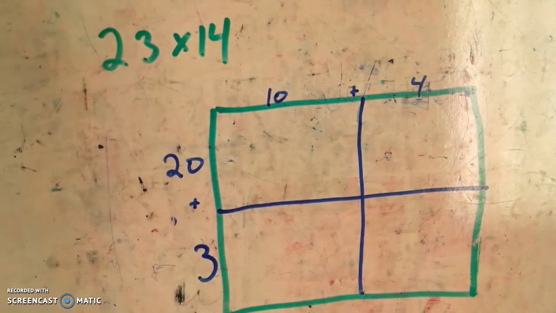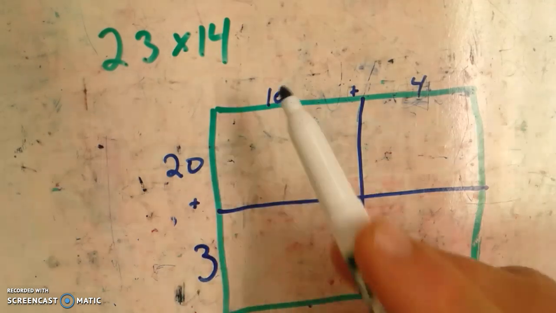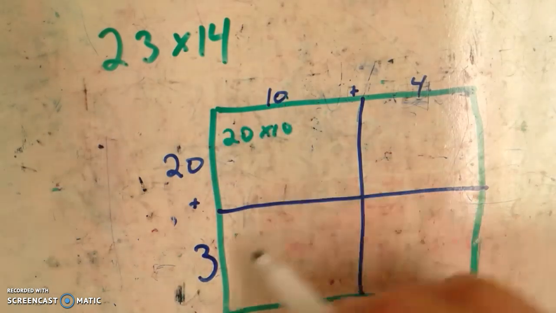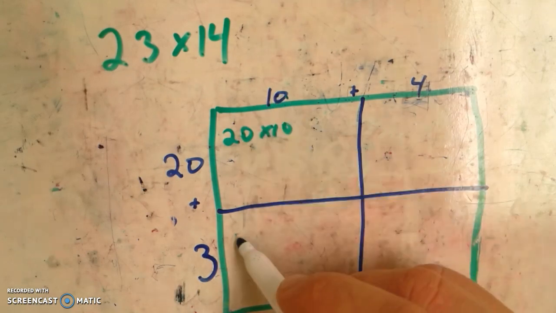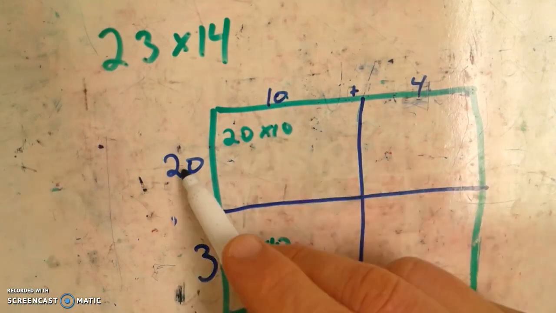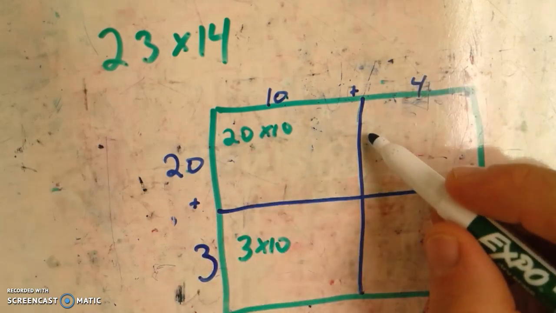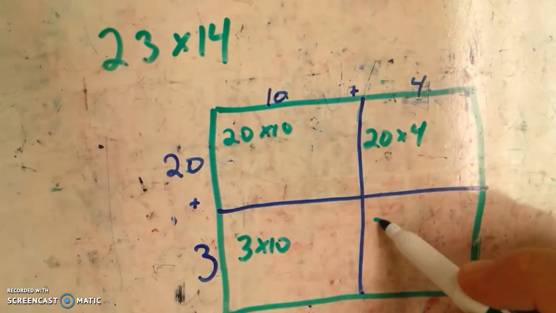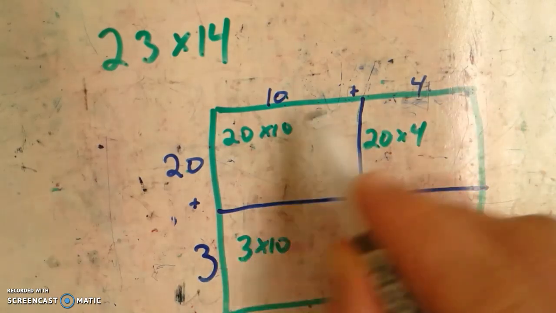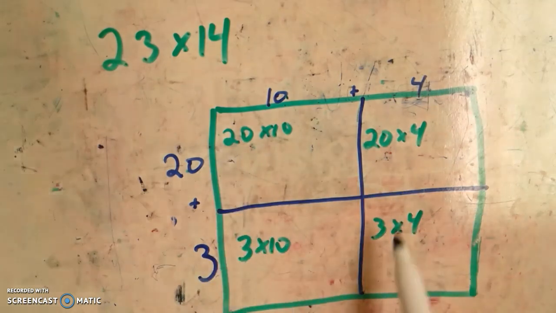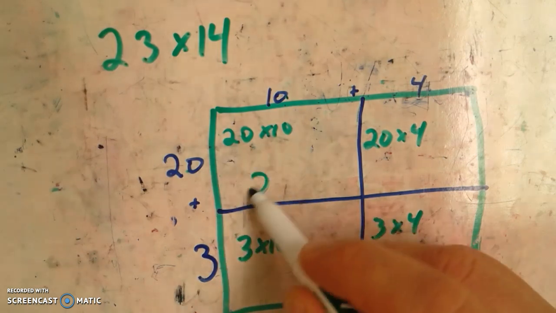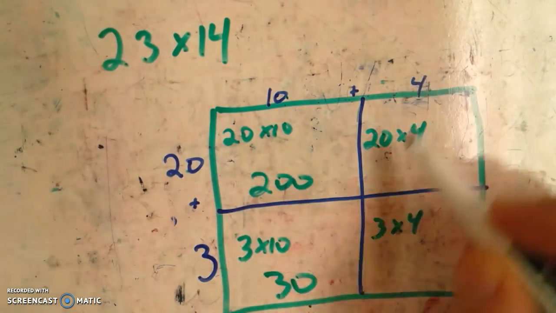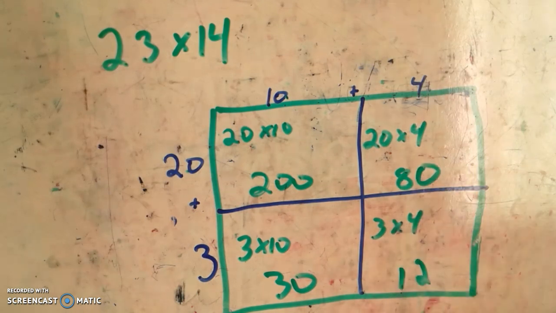Now all you have to do is do 4 multiplication sentences here. 20 times 10. 3 times 10. 20 times 4. Notice how I'm pointing to the ones where I'm solving. 3 times 4. You'll see 20 twice, you see 3 twice, you see 4 twice, you see 10 twice. Answers to those problems are 200, 30, 80, and 12.